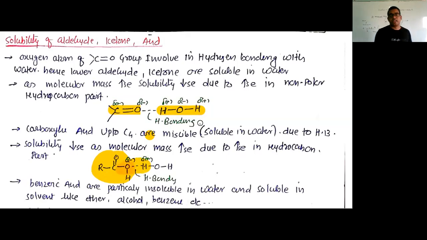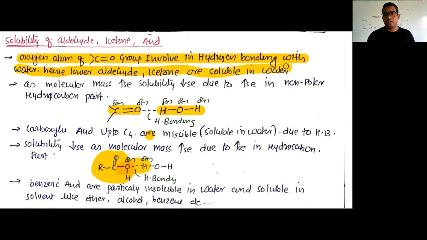So aldehyde and ketone both, as well as acid, all these three functional groups have the ability to form hydrogen bonding with the water, and hence they are soluble. Now let's see the other point. Oxygen atom of carbonyl group is involved in hydrogen bonding with water, hence lower aldehydes and ketones are soluble in water.